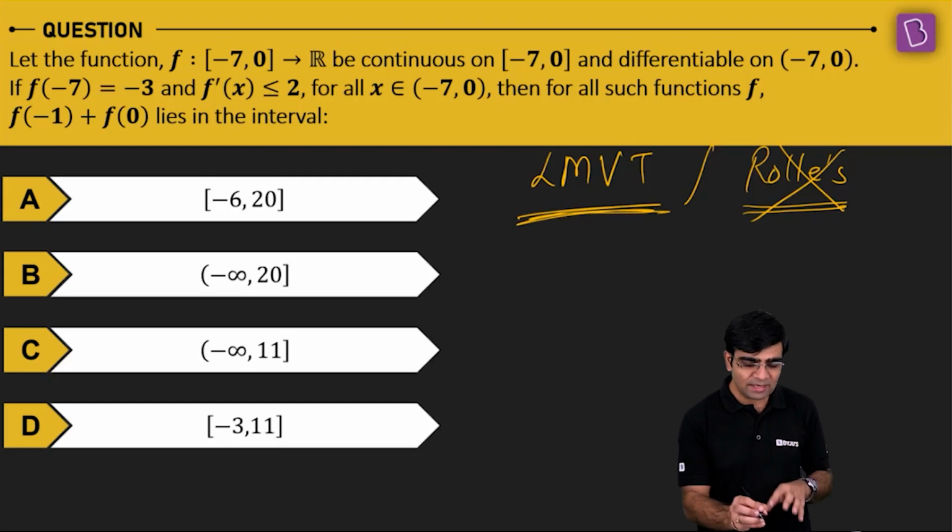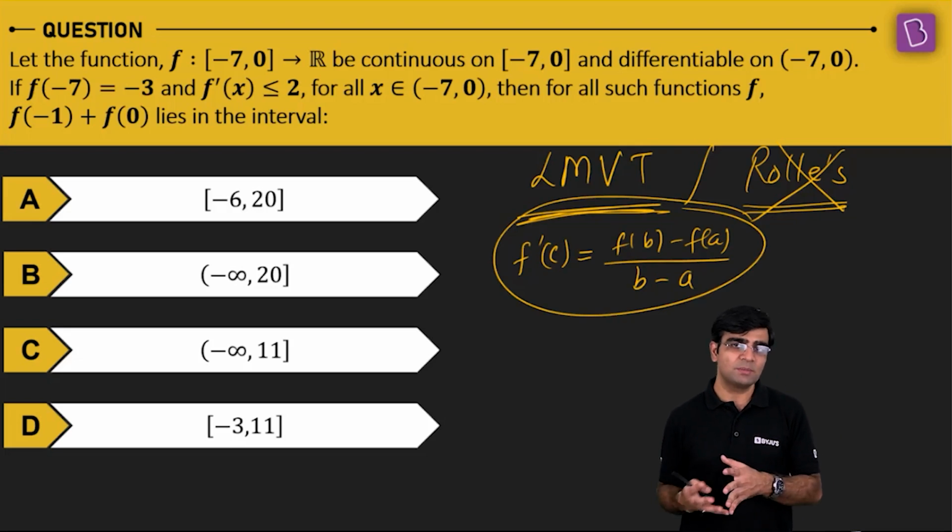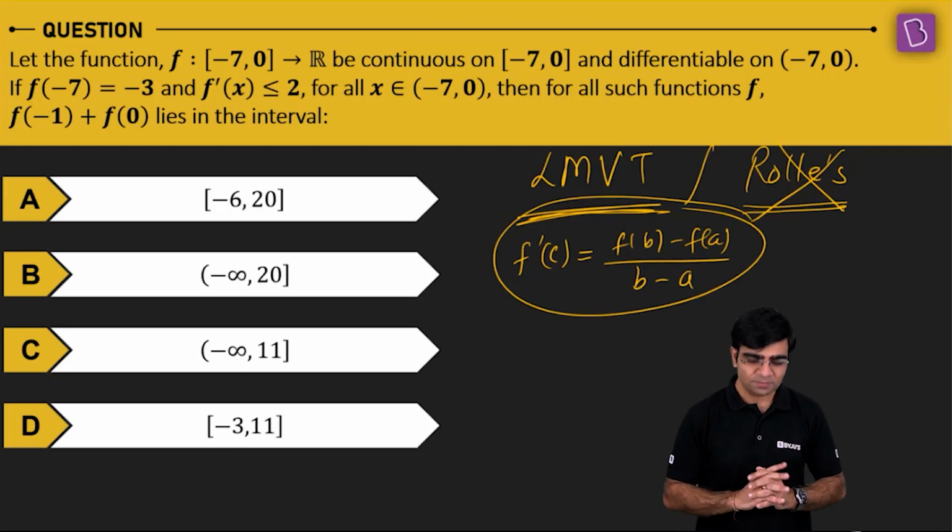Why? Because Lagrange's mean value theorem clearly states the slope of the tangent of that curve over the interval between a and b, in which the function is continuous and differentiable in the respective closed and open intervals. Did you get the idea? So I have the relation for f dash c, right?